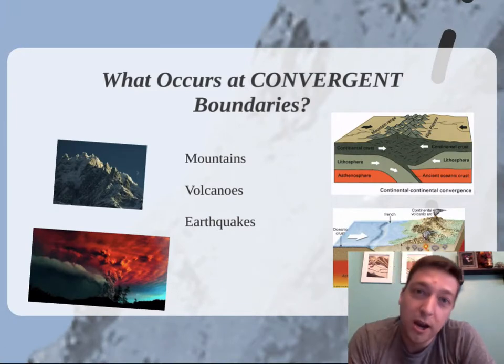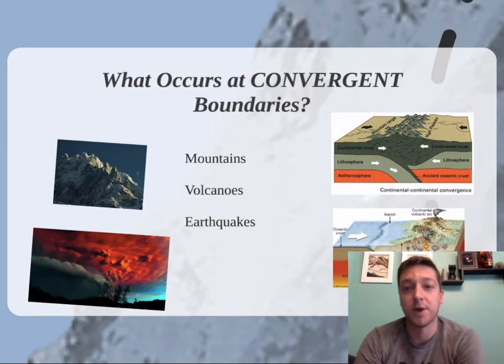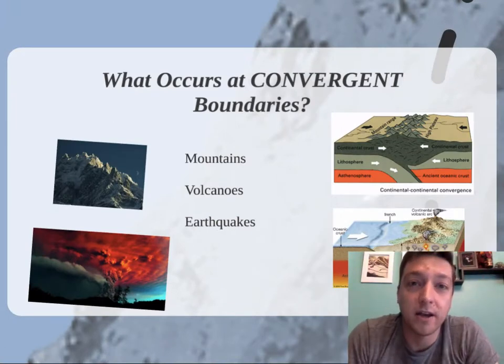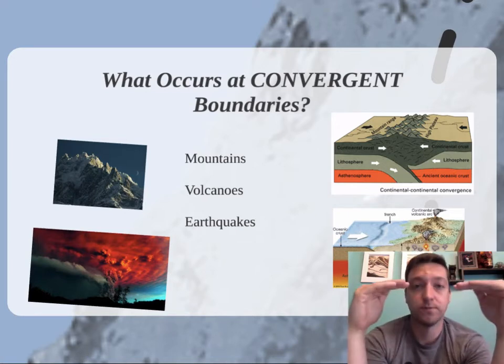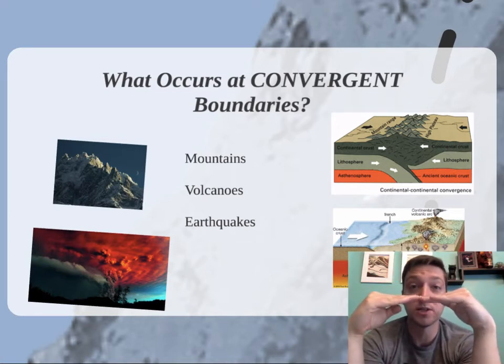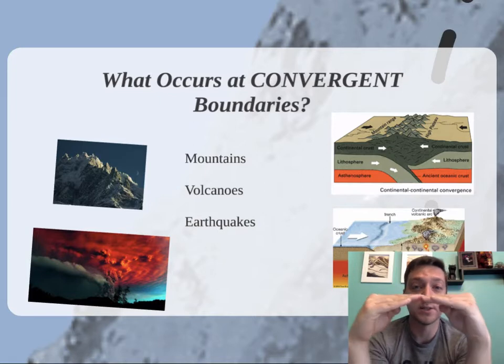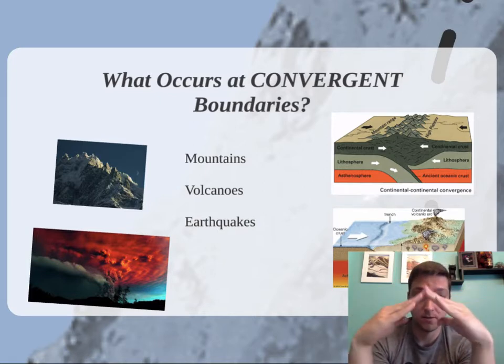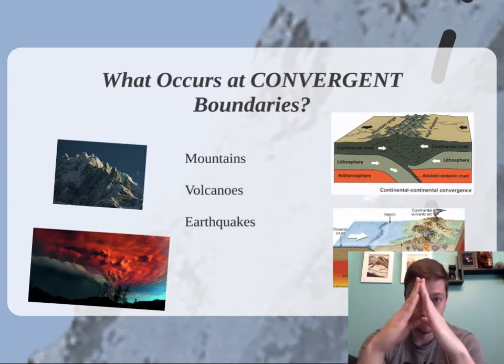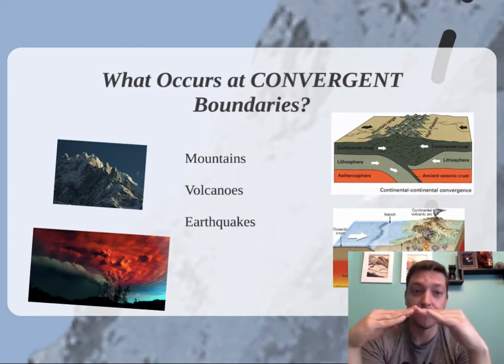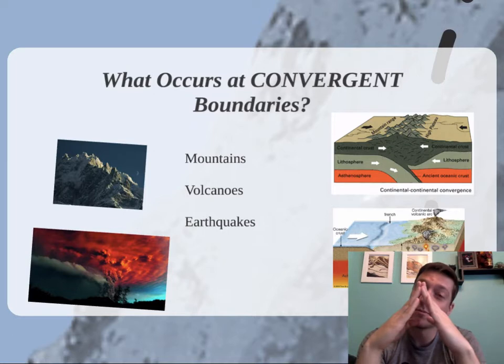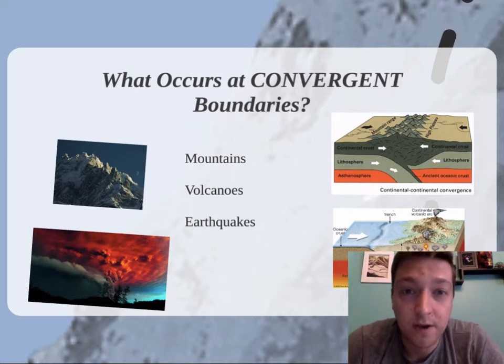So why do we care, and what can happen at these boundaries? So at convergent boundaries, when two plates are headed towards each other, like I started out with, that can cause mountains. So do this with your hands. If both the plates go up, then basically that can form mountains.